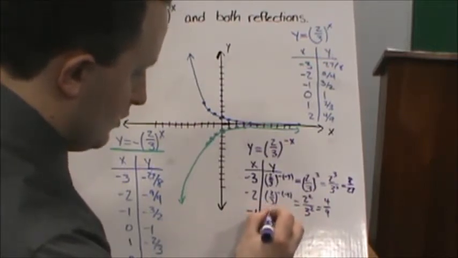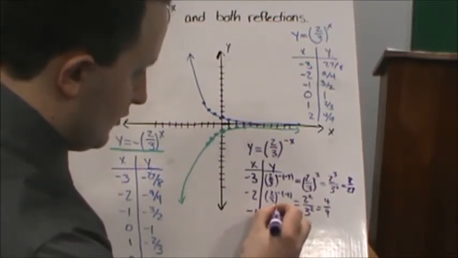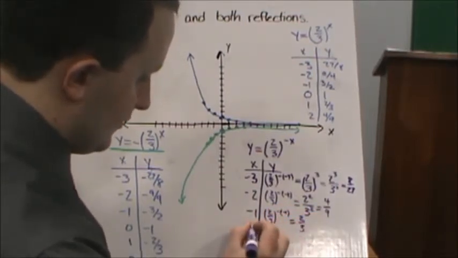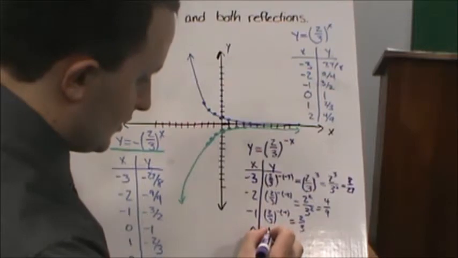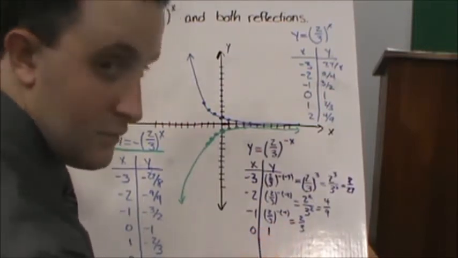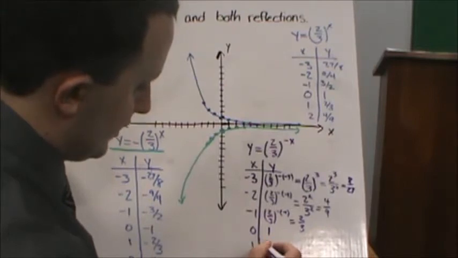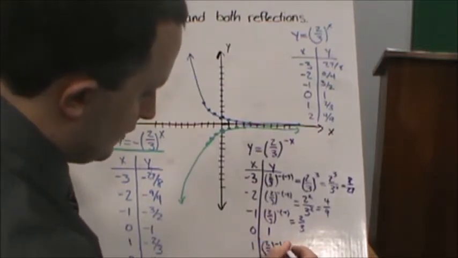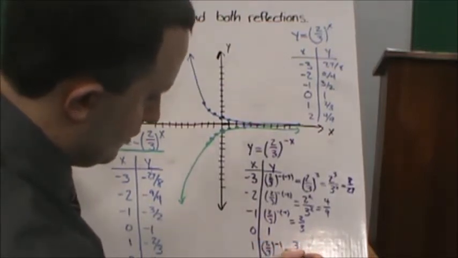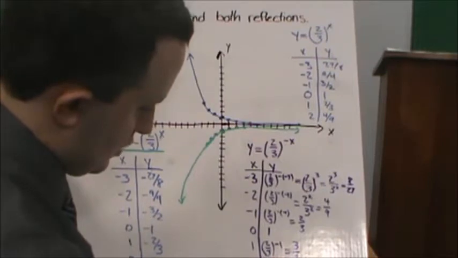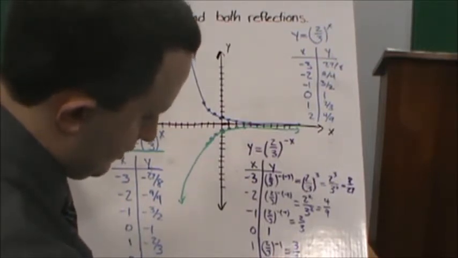Negative 1, 2/3 to the negative 1 will just give you 2/3. 0 obviously will give you a 1. 1 will give you 2/3 to the negative 1, which is 3/2. 2 would give you a 9/4. And 3 would give you 27/8.